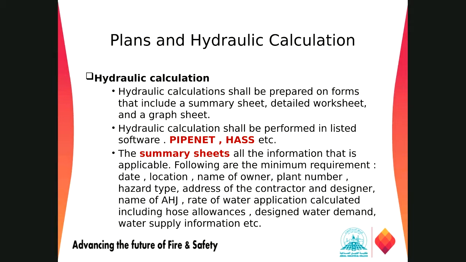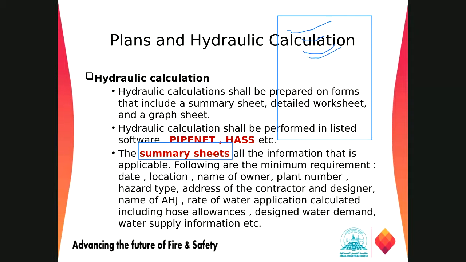And in the summary sheet, which normally comes along with the software, at the front of the software report, in the hydraulic calculation front page, there should be all the information, right? The date, minimum requirement, locations, name of owner, plant number, hazard types, name of the contractor, name of the designers, right? Density rate, including the hose allowances and water demands. All those should be present in the calculation report.